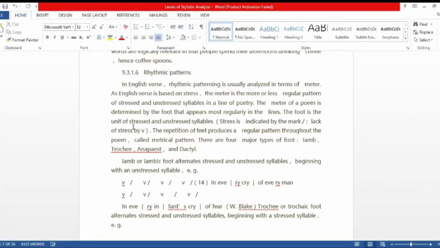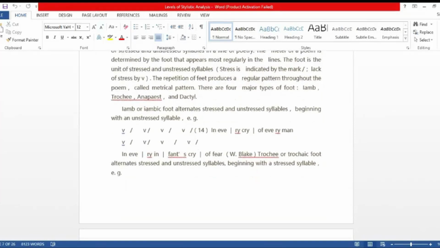The foot is the unit, the smallest unit of stressed and unstressed syllables. ठीक है, कि जिसमें कम से कम ये 2 चीज़ें हों, एक स्ट्रेस्ड सिलेबल हो, एम्फेटिक सिलेबल हो, एक अनस्ट्रेस्ड हो. और यहाँ पे जो आपको एग्जांपल्स दी गई हैं उसमें स्ट्रेस्ड के लिए स्लैश का मार्क यूज हुआ है और जहाँ पे अनस्ट्रेस्ड है उसके ऊपर वी लिखा हुआ है. The repetition of feet produces a regular pattern throughout the poem called metrical pattern. पहले तो हम मीटर को बाद में देखते हैं, पहले देखते हैं कि फुट में क्या है.